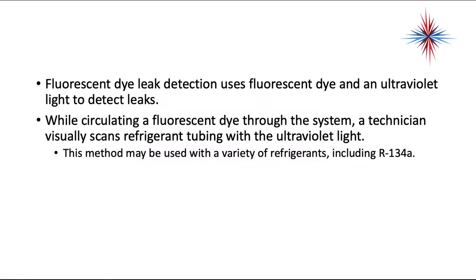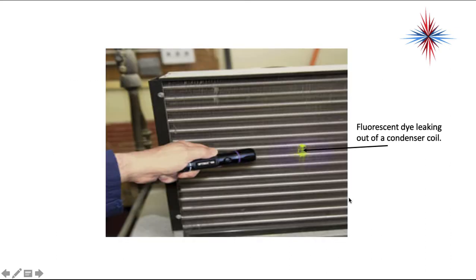Fluorescent dye leak detection uses fluorescent dye and an ultraviolet light to detect leaks. While circulating a fluorescent dye through the system, a technician visually scans refrigerant tubing with an ultraviolet light. This method can be used with a variety of refrigerants, including R134a. So again, if you're looking at this with a UV light, you will see the dye leaking out of a condenser coil.